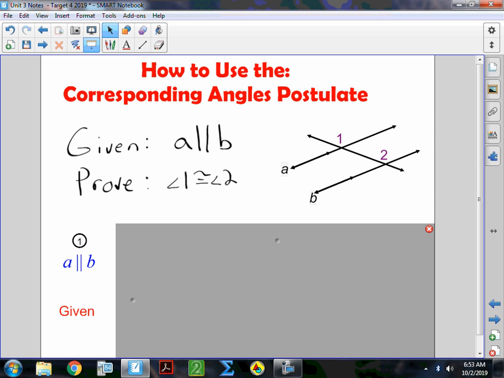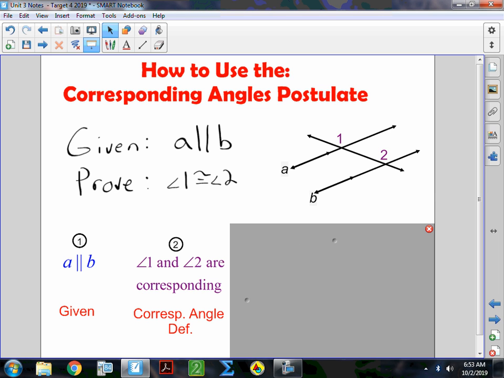Once you state you have parallel lines, you're going to identify the pair of angles you have for what they are. So looking at my diagram, I have angle 1 and angle 2. Angle 1 and 2 are corresponding angles. Then I say definition of corresponding angles. It's the same thing we did before by saying two angles are vertical, definition of vertical angles. Or two angles are a linear pair, definition of a linear pair.